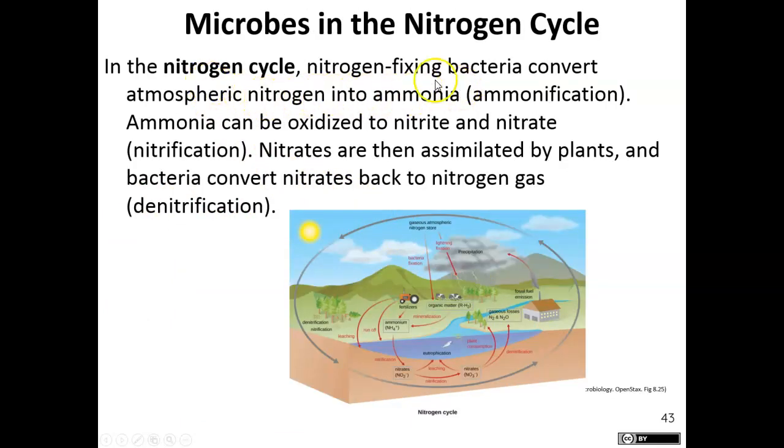The nitrogen cycle, we have nitrogen-fixing bacteria take atmospheric nitrogen that can't be used by plants and fix it into a form of nitrogen that can be used by plants. So they fix it into ammonia. Ammonia then can be oxidized to nitrite or nitrate. Nitrates then can be utilized by plants, and then bacteria can convert the nitrates back into nitrogen gas.